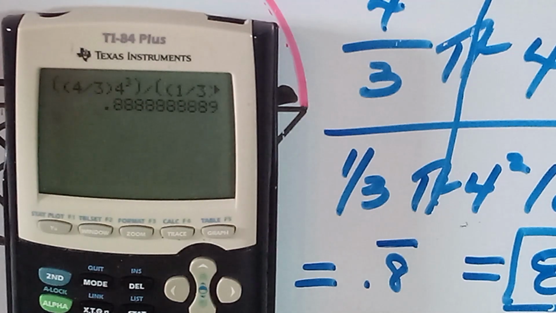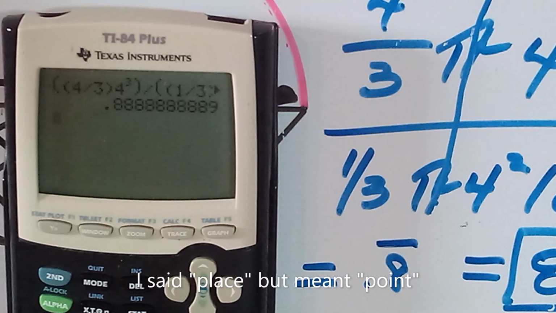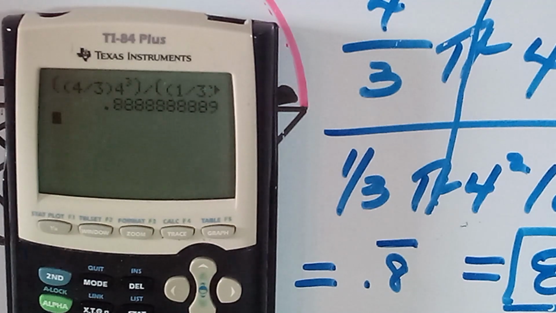And I get this number, 0.8 repeating. And again, I'm asked for a percentage. So I'm going to move my decimal place 2 places to the right, and I have 88.8. It tells us to round to the nearest whole percent. So 88.8% equals 89%. And that's how we got our answer.